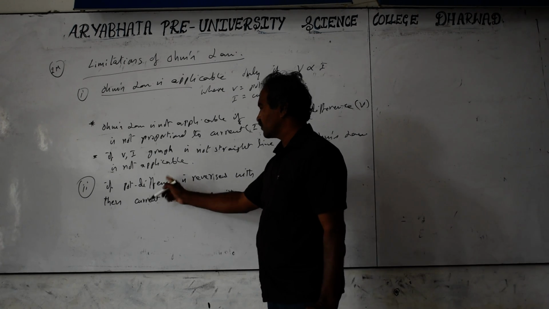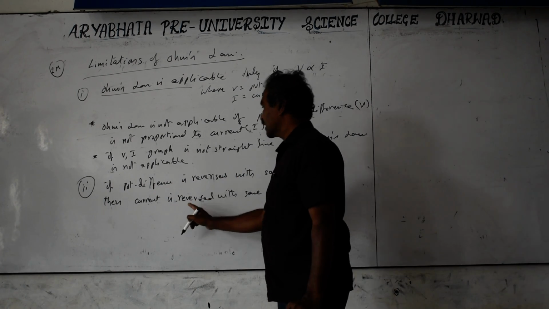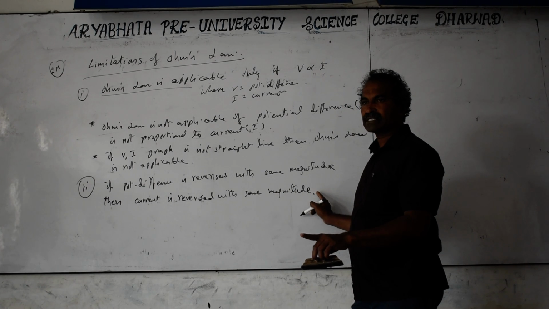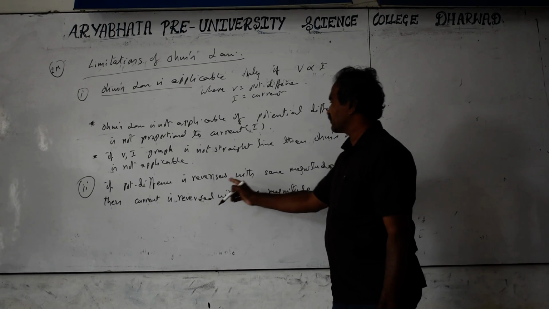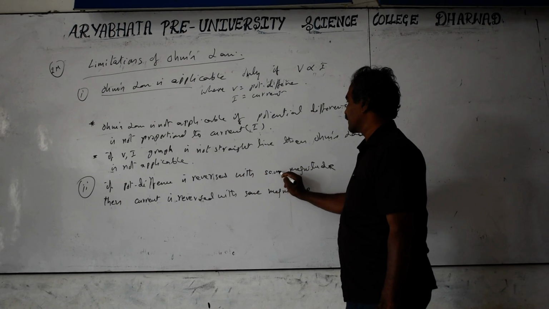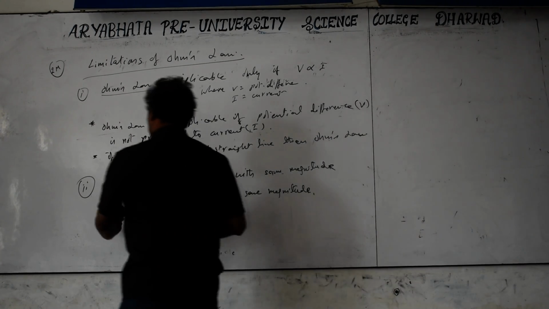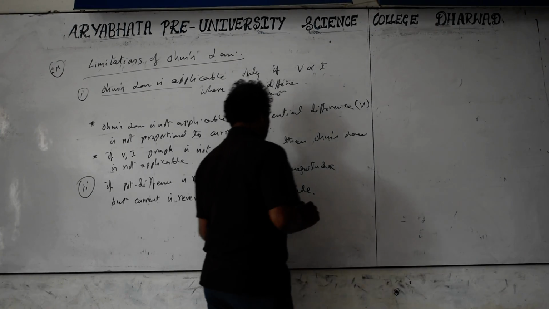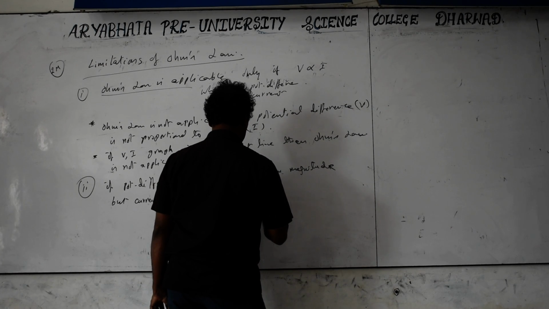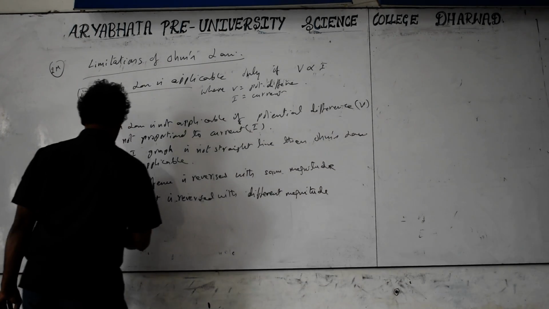Once again I revise this. We are discussing the not applicable case. If the potential difference is reversed with the same magnitude, then the current is reversed with the same magnitude, and then Ohm's law is applicable. But we are discussing not applicable, so what is it? If the potential difference is reversed with the same magnitude, but the current is reversed with a different magnitude, then Ohm's law is not applicable.